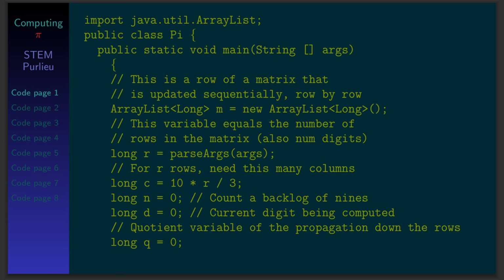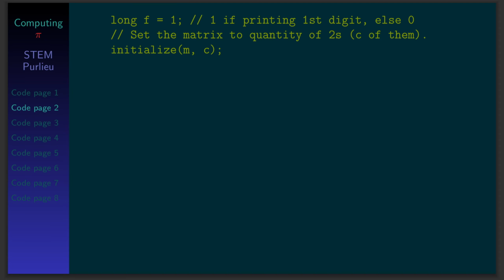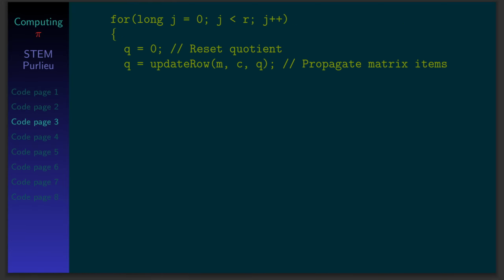This array is named M. M corresponds to matrix, but we're only keeping track of one row of the matrix at a time. There are a few other counters that we need to analyze the digits as they come out. The important code on this slide is to initialize the vector. This vector will contain a bunch of 2's that correspond to the digits of the nested fractions. The next part of the code is a for loop.